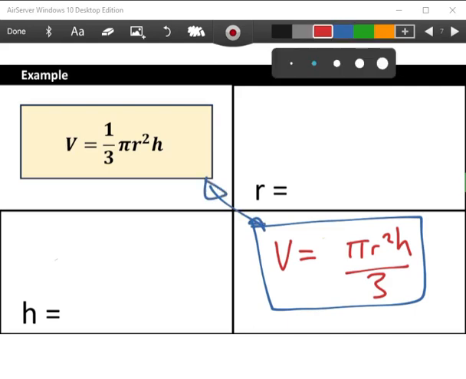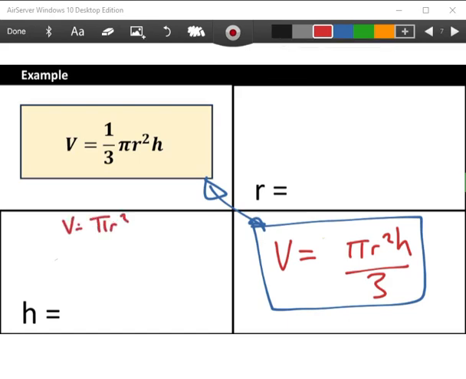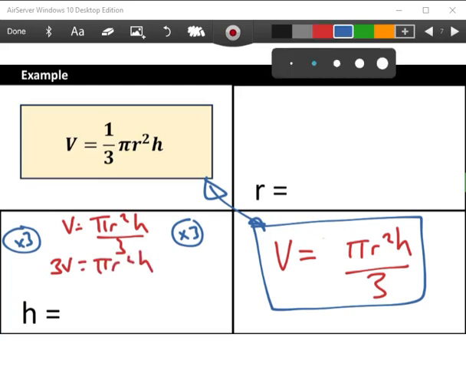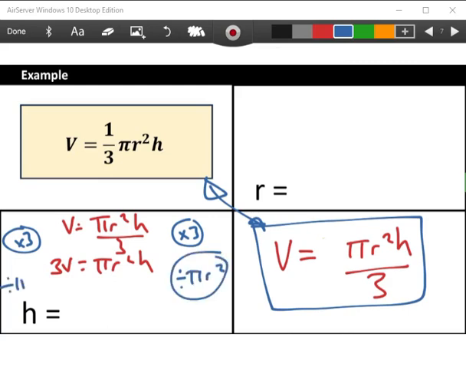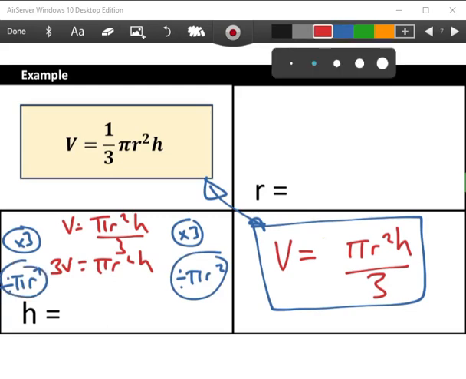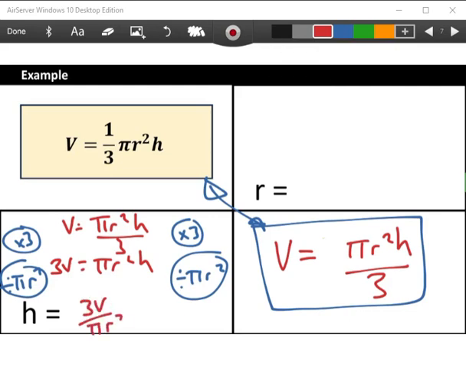So let's start at the top here. To find h, we have V equals pi r squared h over 3. Now, let's deal with the 3 first. We're going to times by 3. When we're divided by 3, if we times that, we get 3V equals pi r squared h. Now what we're going to do is divide by pi r squared. You could do it in 2 steps if you wanted, but let's be a bit more efficient about this. And that leaves us with h equals 3V divided by pi r squared.